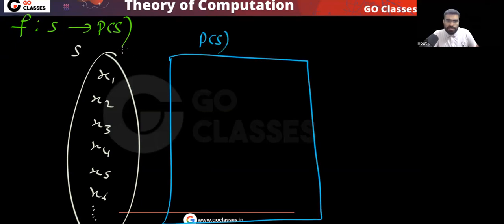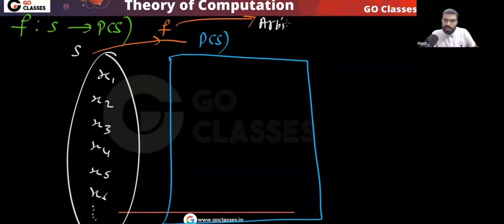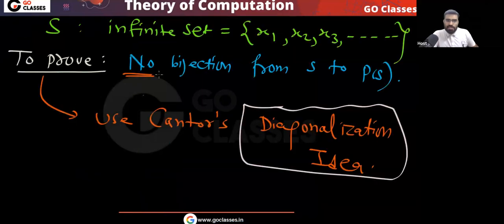Now, what I am saying is: take an arbitrary bijection. This F is an arbitrary bijection that we have assumed, because we are assuming there is some bijection. So take a random bijection. Is this clear? Please tell me.